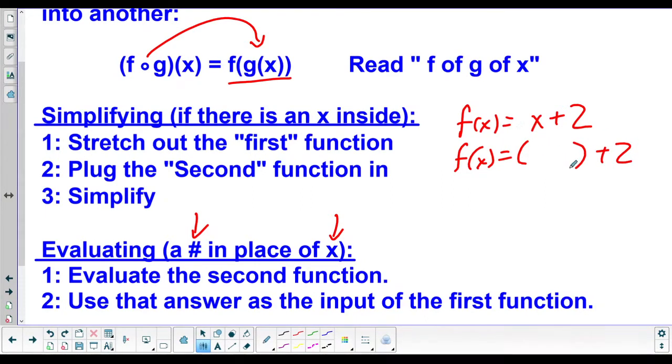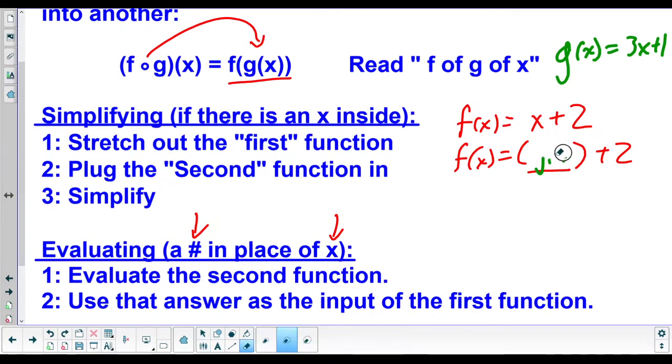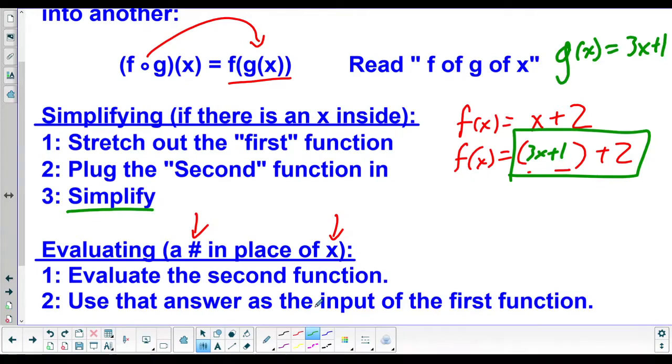Okay, we're going to stretch it out, leave a lot of room in there to put something inside. Then we're going to plug the second function into it. So we would take our g function and put the whole thing in there. So if g of x is 3x plus 1, then we would go ahead and put 3x plus 1 inside of that. Then we would just simplify this big expression here.